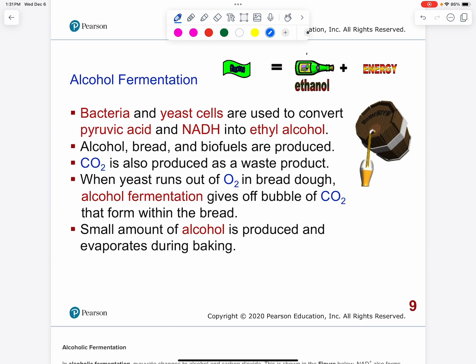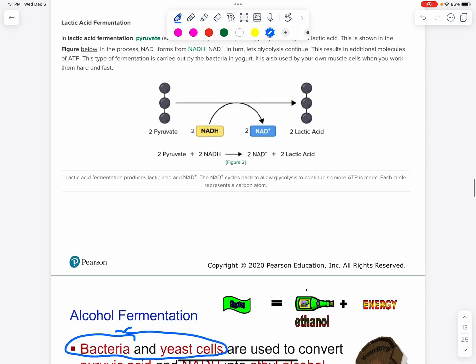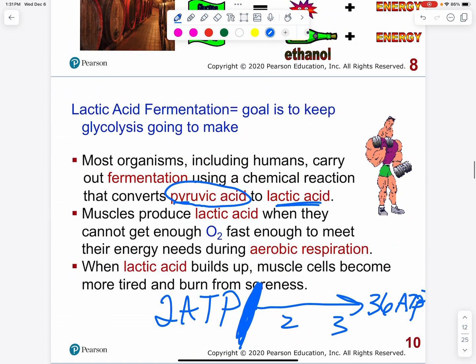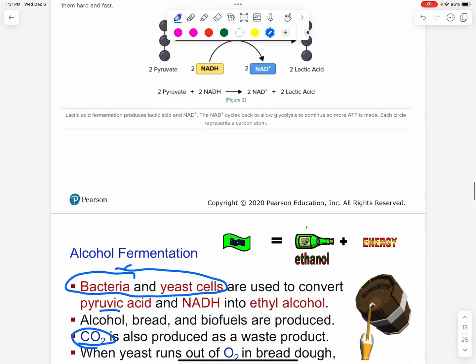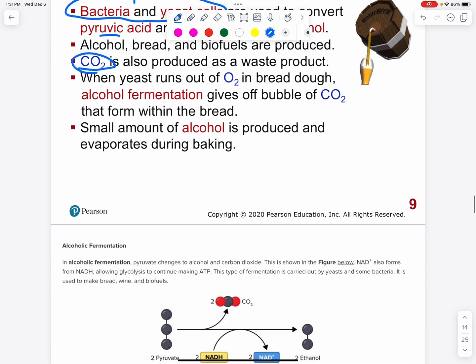If you are a bacteria or a yeast cell, you don't make lactic acid. You are going to take the pyruvic acid and make alcohol and carbon dioxide as your byproduct. That's what it showed right there. If you are a yeast or a bacteria cell, you make alcohol and carbon dioxide. So we put that to use by making bread, by making cheese, by making alcohols, and only bacteria and yeast do that. Animals go through lactic acid fermentation.